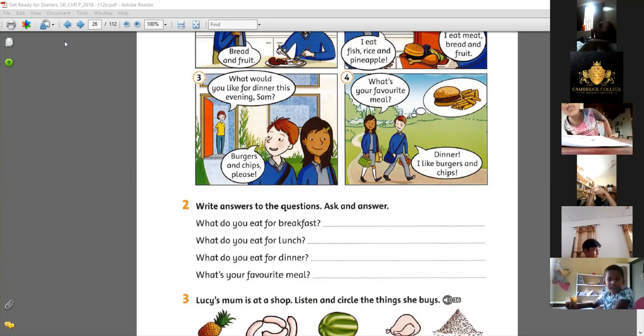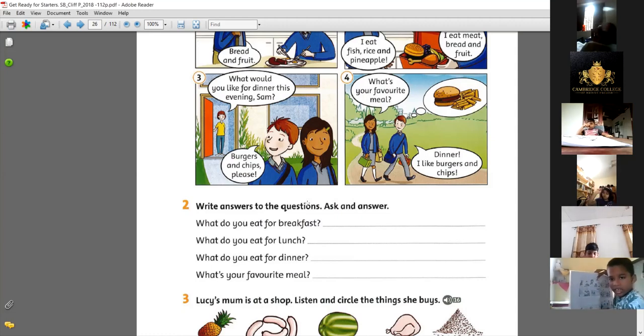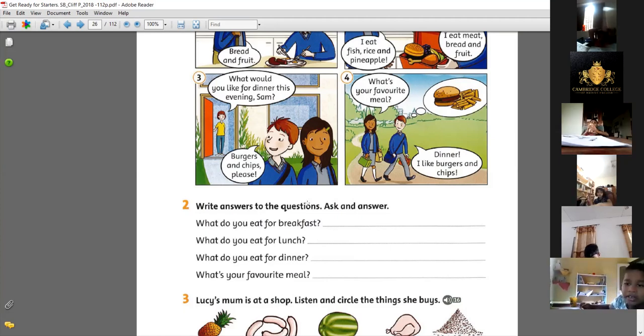Teacher. Yes. What is meal? Meal means food. What would you like to eat? Favorite meal, like dinner, breakfast, lunch, you can use whatever. Dinner. Yes. Write dinner.